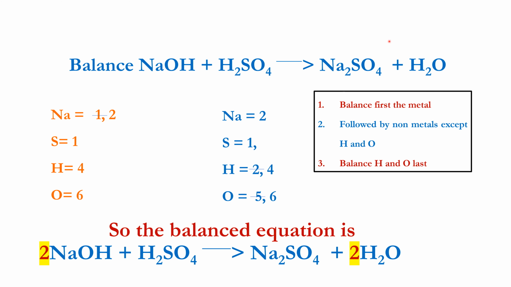And how many sulfur do we have on the right-hand side? Is also 1. So sulfur is balanced. So the next thing then we do, which is the last thing, is to balance hydrogen and oxygen.